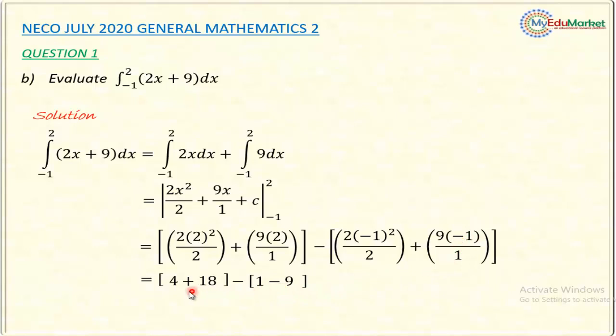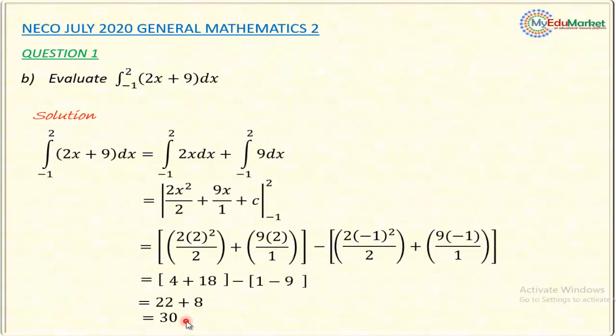So I proceed. I'm adding 4 and 18, then 1 minus 9. 4 plus 18 is 22. 1 minus 9 is -8. And I have a minus outside, so minus -8 changes to plus 8. So I'm now adding 22 and 8. That gives me 30. So the value of this definite integral of 2x plus 9 with respect to x from the limits -1 to 2 is nothing but 30. So with that, I have answered this very question.